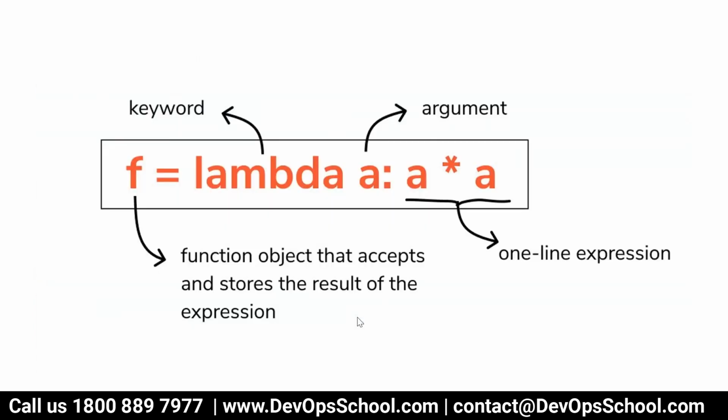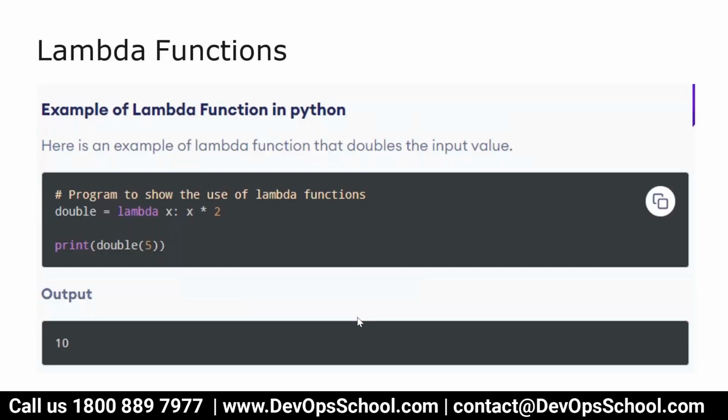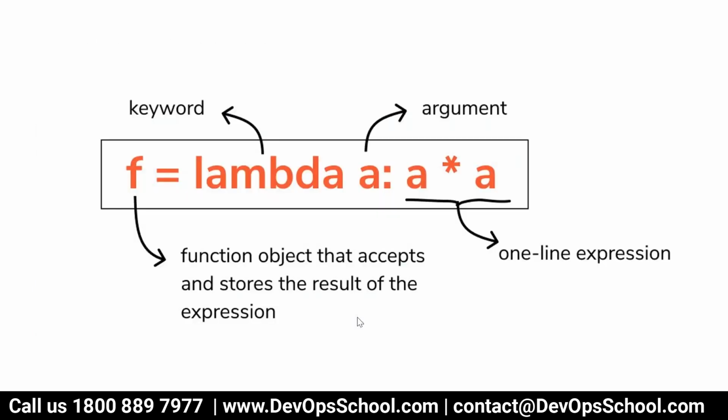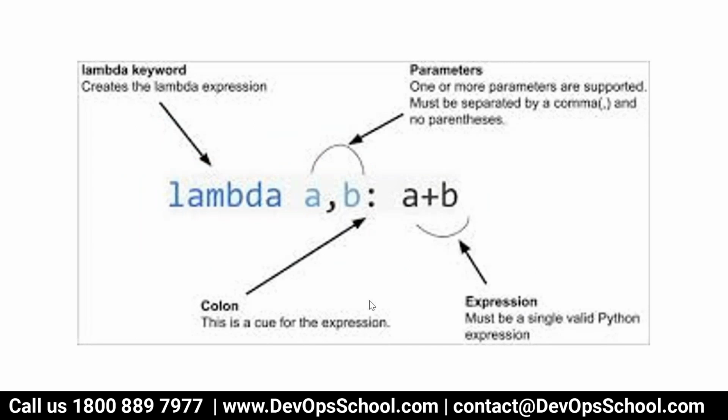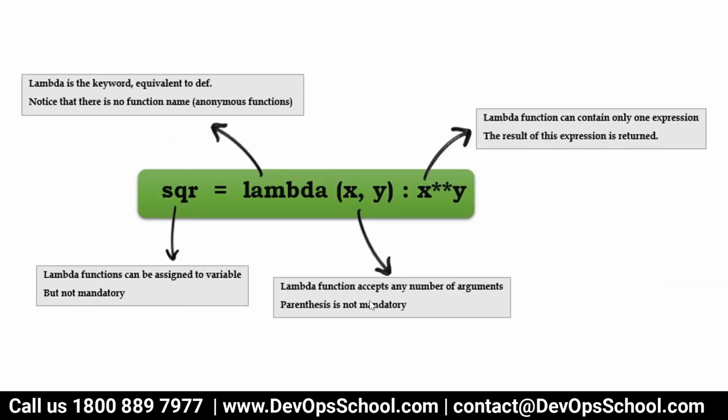So lambda functions follow a pattern. Here f is the function object that accepts and stores the result of the expression. You start with lambda, which is a keyword, then the arguments, then a colon, followed by the expression. You can pass multiple arguments, mind it, but only one-line expressions. Are you understanding, all of you? Here you see lambda with two arguments, a and b, and you are passing the expression a plus b. This is the quickest way to work with lambda functions.